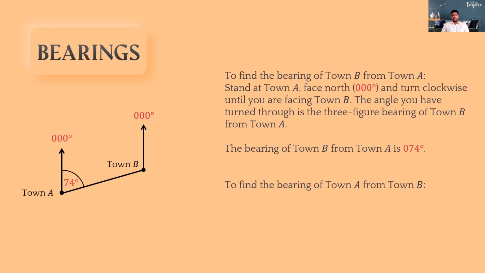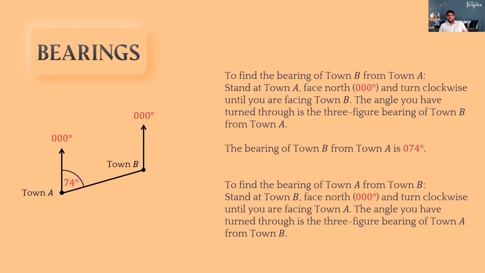But what about the bearing of town A from town B? Now the other way around, right? So children, you stand at town B, okay? Face north, 000, and turn clockwise until you are facing town A. So now you have to turn quite a large angle. Can you see? Because you can't turn anti-clockwise. You have to go clockwise, right? So the angle you turn through is the three-figure bearing. So children, now we have to find this angle.